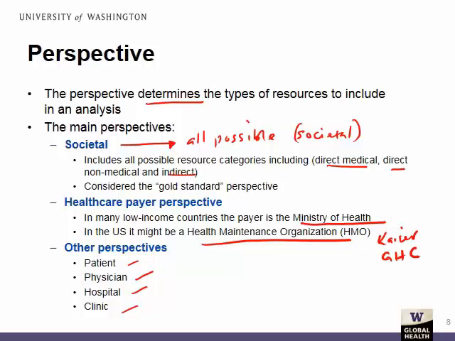A societal perspective is very difficult to do in practice. And sometimes you have people do what they call studies from a modified societal perspective, which means they don't quite include everything, but they try as much as possible to include all the different dimensions of cost.